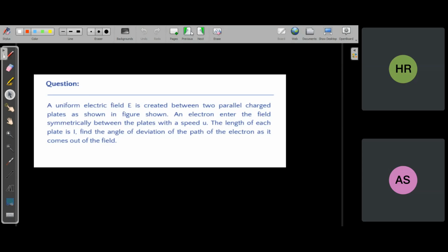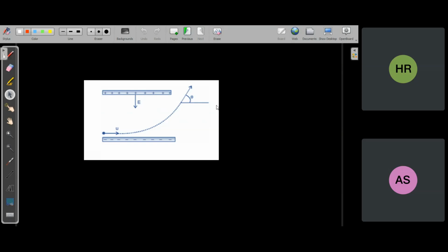Figure is given, sir. Yeah, this is the figure. Figure is visible to you. Just tell me the process, what you will do.